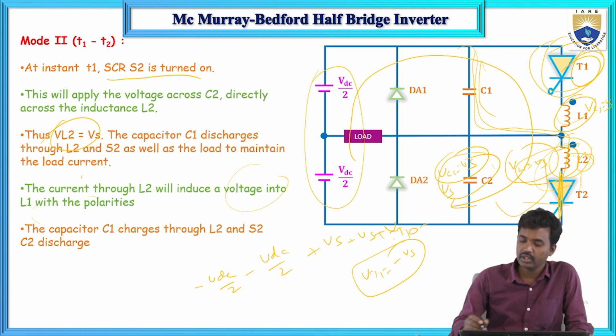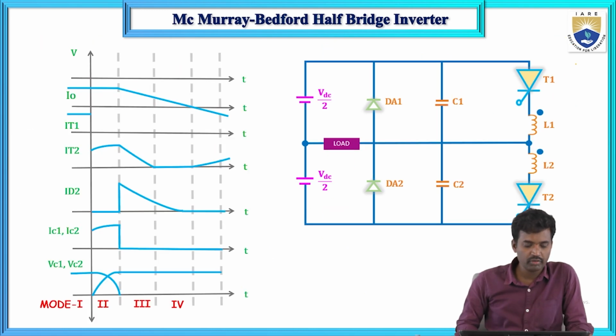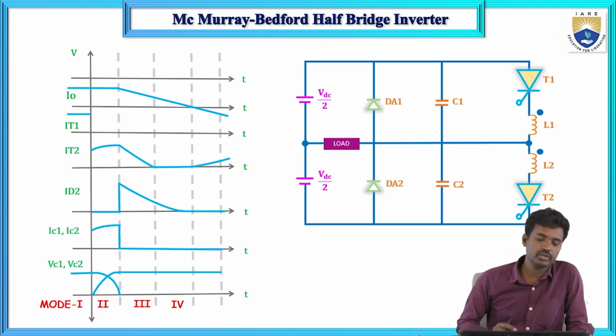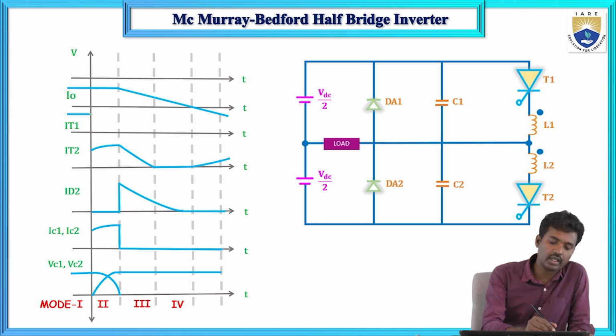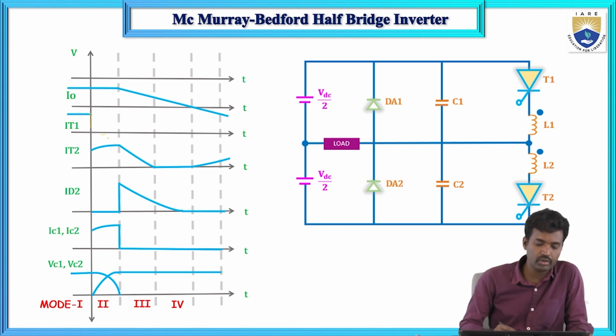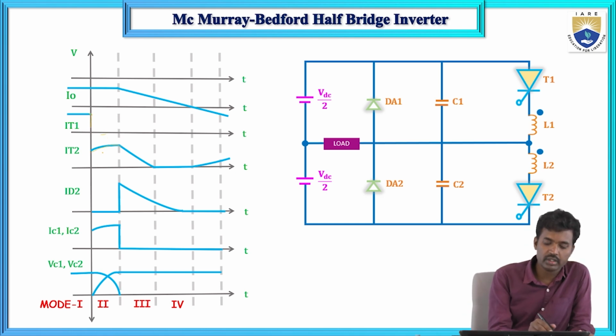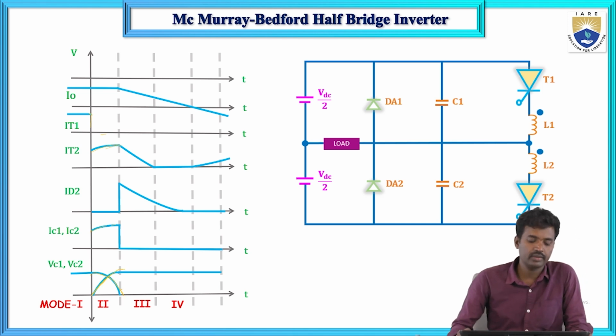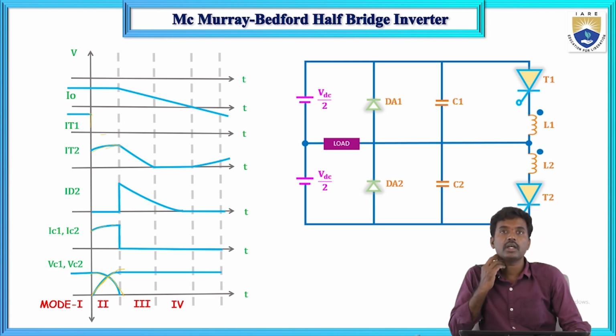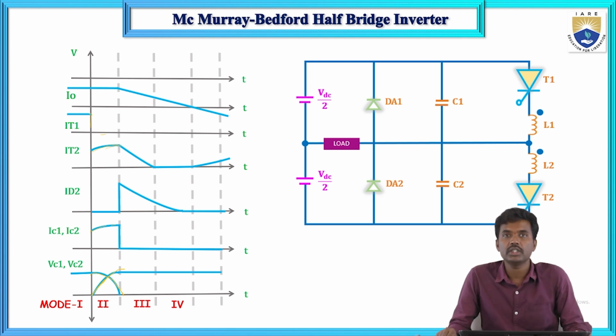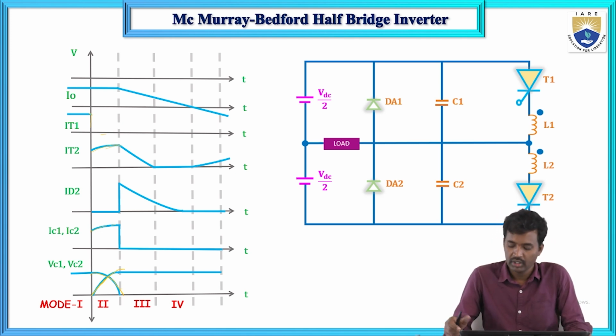Now this negative voltage means T1 will be turned off. Initially it was I0 and it will be turned off. This value is 0, and next the IT2 current is increasing, and these are the IC2 and IC1 currents. Now the VC1 current is increasing from 0 and the VC2 current will be decreasing. So capacitor VC2 is discharging and VC1 is charging.